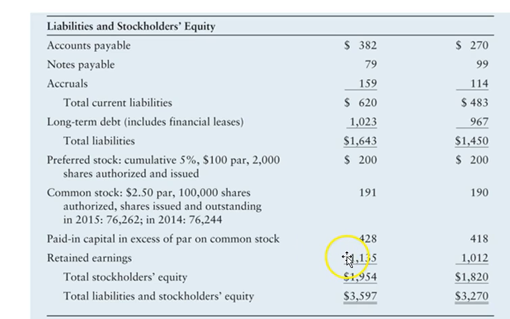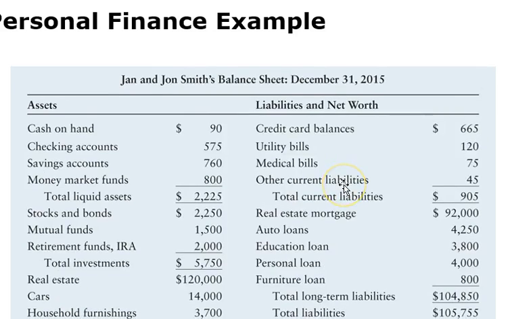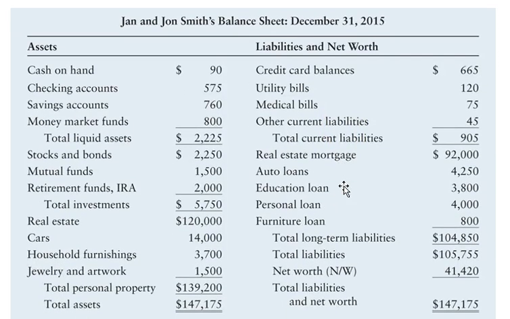And then we have retained earnings. This is any profits the company makes and we keep. So total that together, and that's going to be our shareholders' equity. We add our liabilities and equity together, and we get our total liabilities and shareholders' equity. Okay. Now, this is what a balance sheet typically looks like.